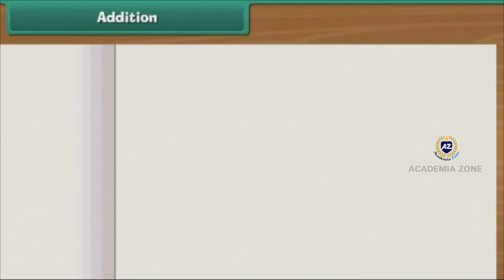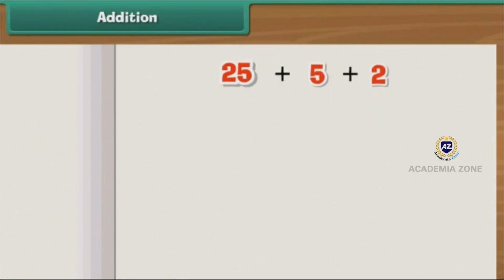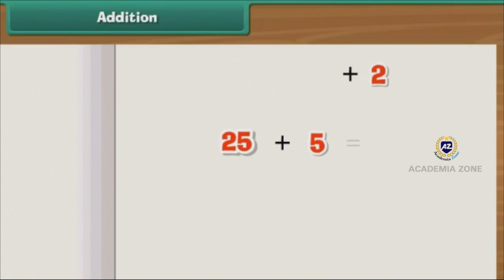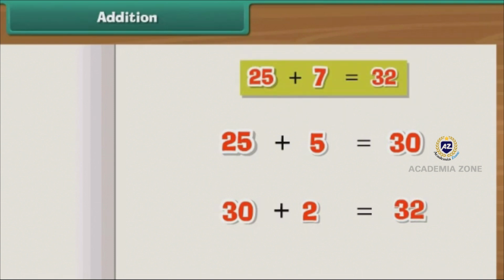For example, to add 25 and 7, we can break the number 7 into two numerals, 5 and 2. We do so as it is easy to add 25 and 5. 25 plus 5 is equal to 30. Then we are left with two numbers, 30 and 2, to add. The result is 32. Thus, the sum of 25 and 7 can be quickly calculated as 32.